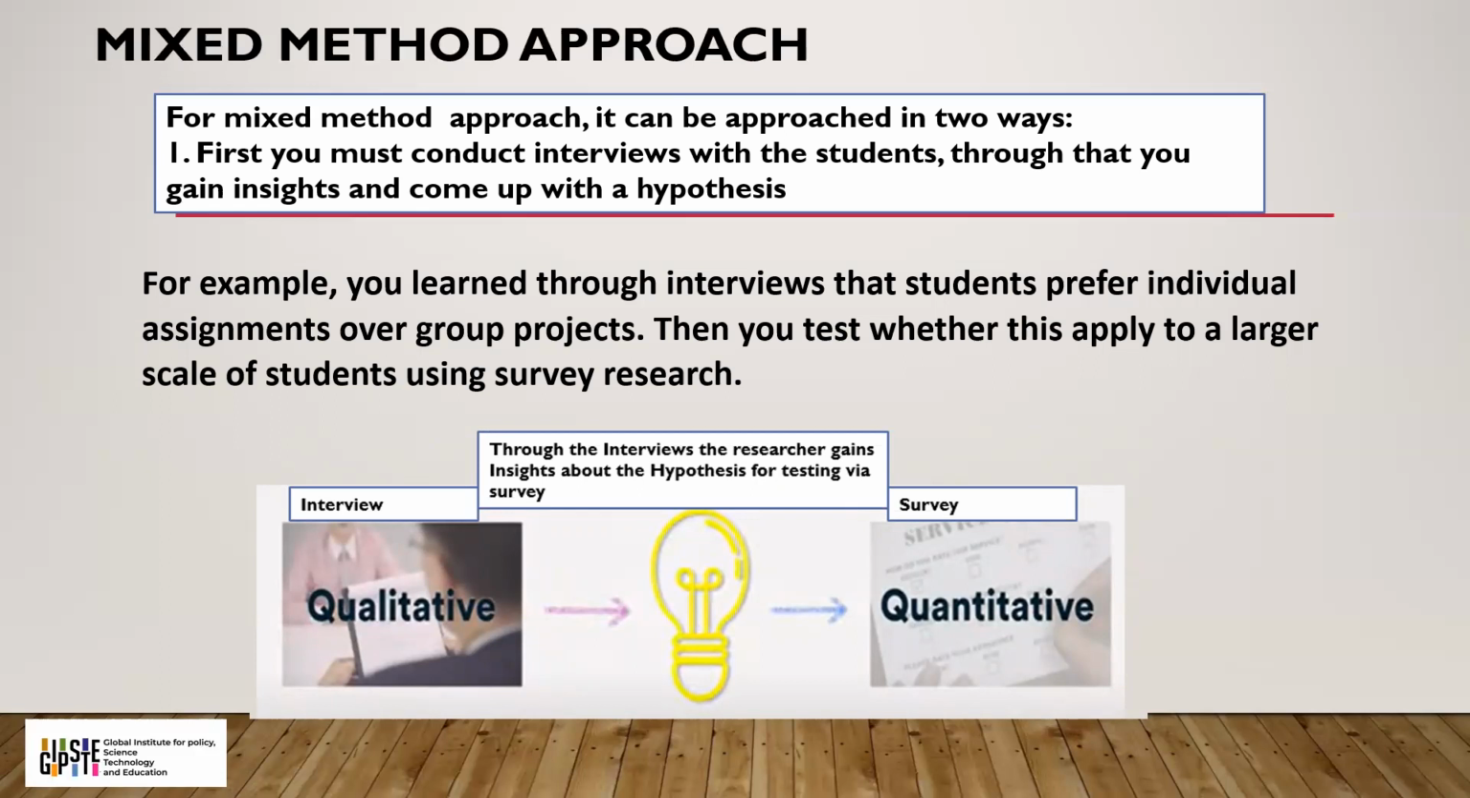Then, with this idea or insight, you test whether this applies to a larger scale of students by using a survey to maybe sample about 500 students, to see how true this is across the larger population. All right, very, very important. So this is the first approach. You first do the qualitative approach to get the insight, then you support it with the quantitative approach, the survey.